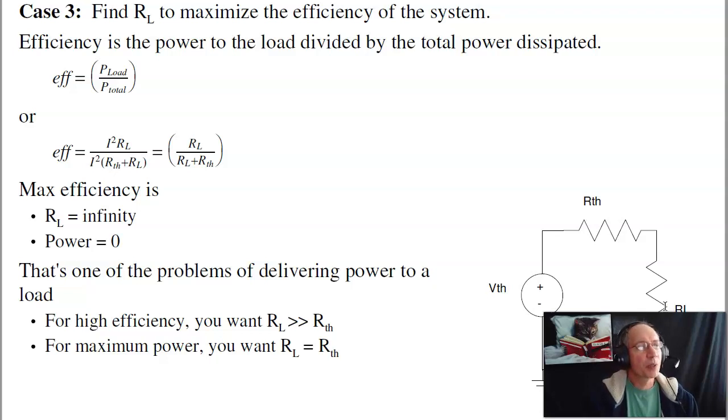That's kind of one problem you have. The max power is at 50% efficiency. Half the power goes through R Thevenin, half goes to the load. Max efficiency is when I have 0 power to the load. So you really can't have both. I can't have maximum power and maximum efficiency. You've got to pick one or the other.